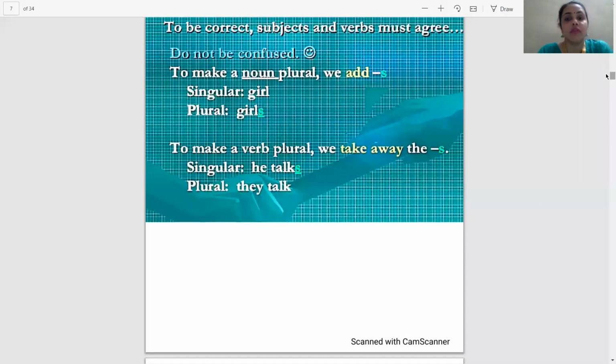To make noun plurals, we add s or es. Remember, the singular is girl and plural is girls. To make the verb plural, we take away s. This is the only basic thing we should all remember, because you know what happens? This is the major grammatical mistake we always make. We don't understand how to use singular with plural and plural with singular. So to make a verb plural, we take away s. So the singular becomes he talks or she dances, and plural becomes they talk or girls dance. Clear? Let's move ahead.